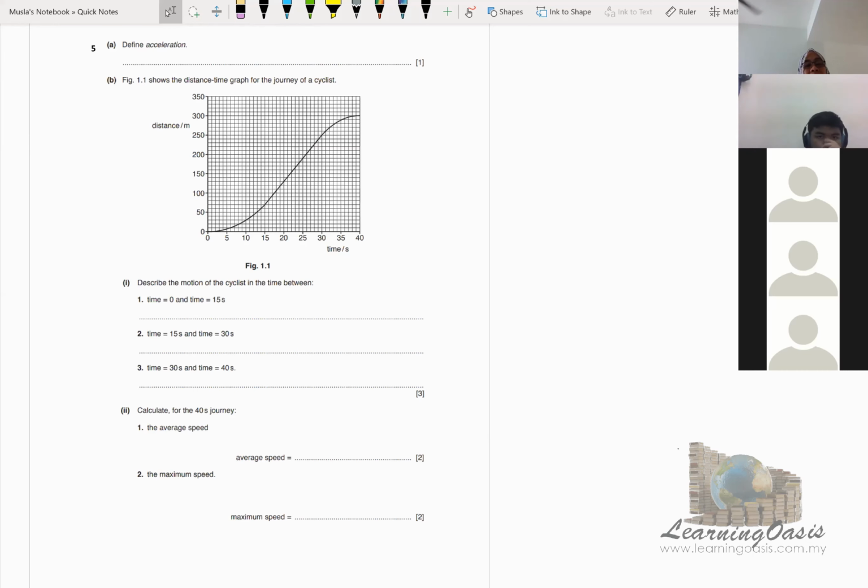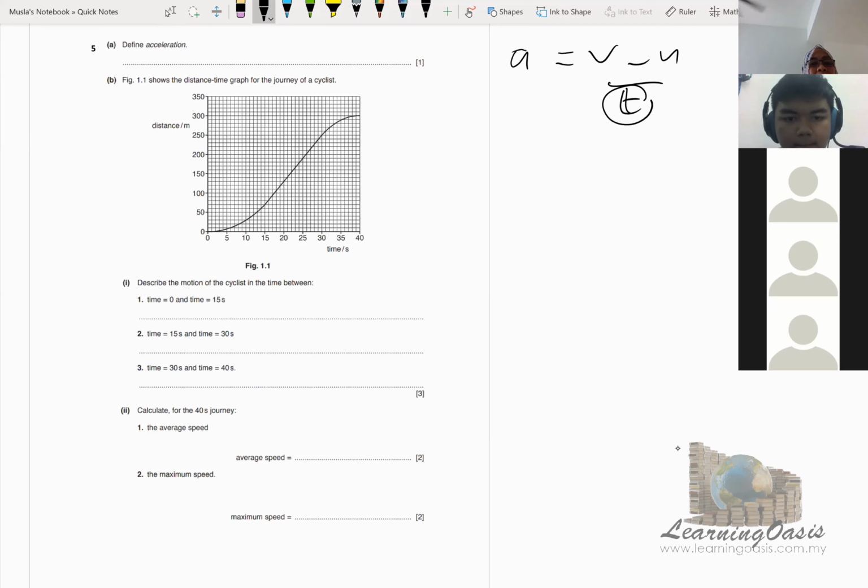Now define acceleration, Melissa. Rate of increase in velocity. Right, good. You get it now, right? Rate of increase in velocity because A equals to V minus U over T. What is deceleration? Rate of decrease in velocity. You have to put rate there over time.